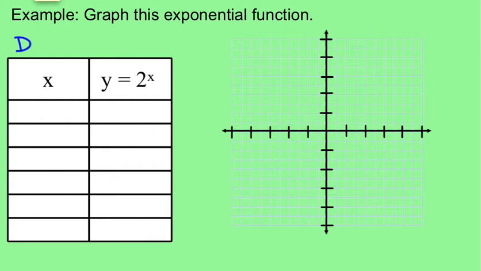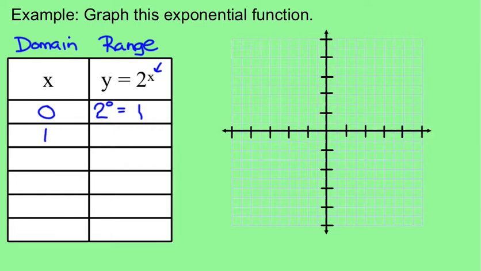The first column represents your domain, your x values. Your second column represents your range, your y values. What do you get out when you plug x in? So we're going to just start with an easy number of 0. And we're going to plug it into this x piece. So we say 2 raised to the 0 power. Anything raised to the 0 power is 1.